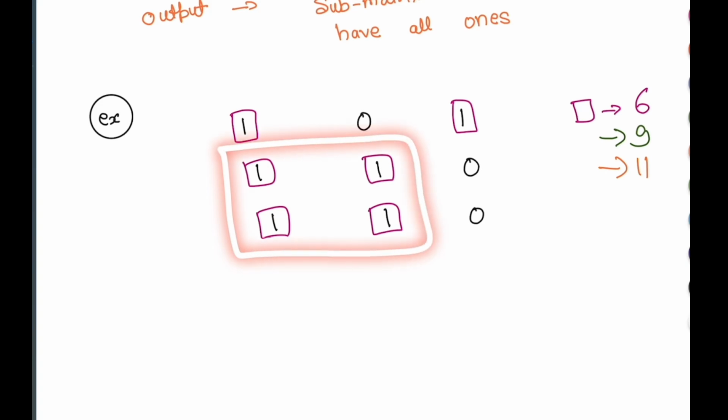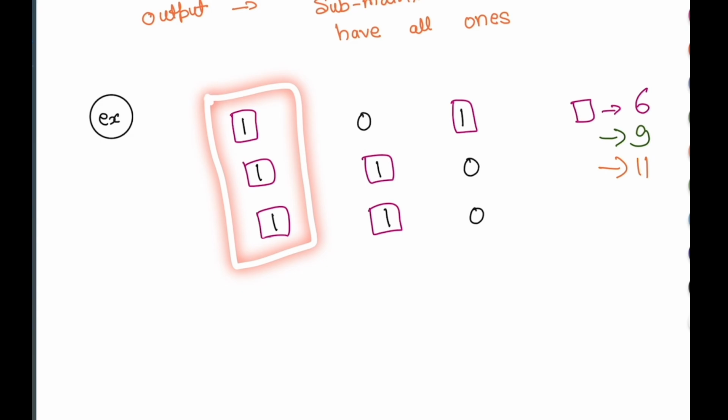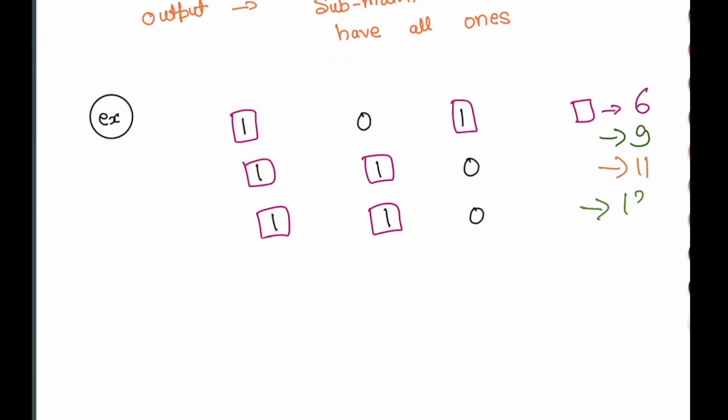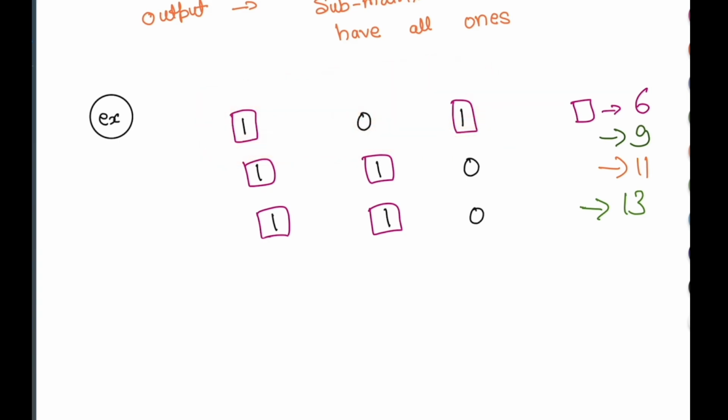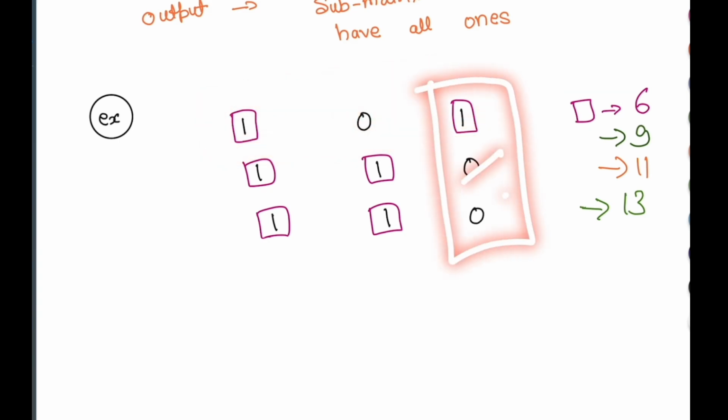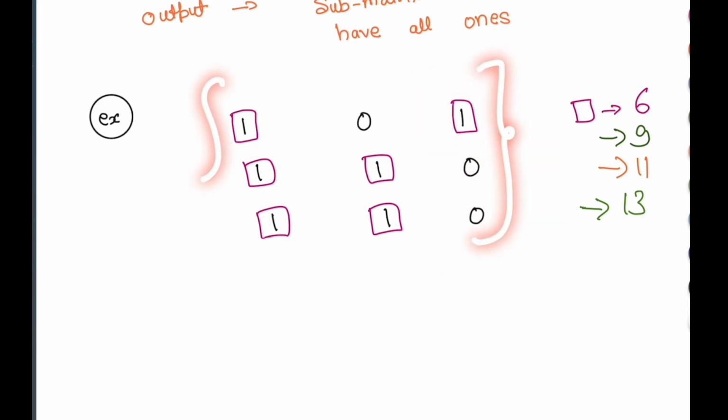This is a valid submatrix. It has all ones. So now my count is 12. And there is one more, which is this one. This is also a valid submatrix where we have all ones. So now our final count is 13. There are no more valid submatrices which have all ones. We have other submatrices as well, like this one, but it has a 0, so we are not going to count it. We are not going to count this one either, it has zeros. So the final answer for this one is going to be 13.